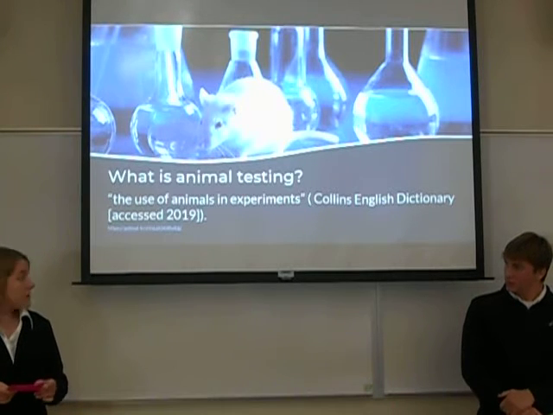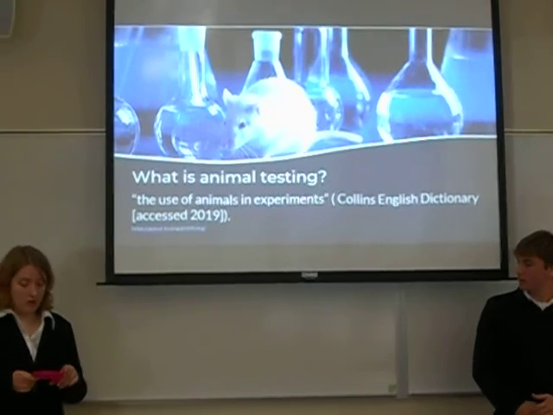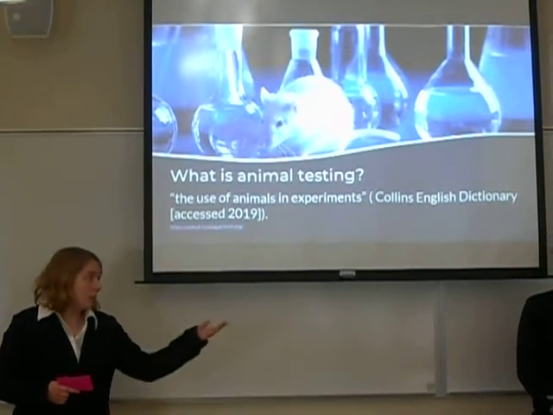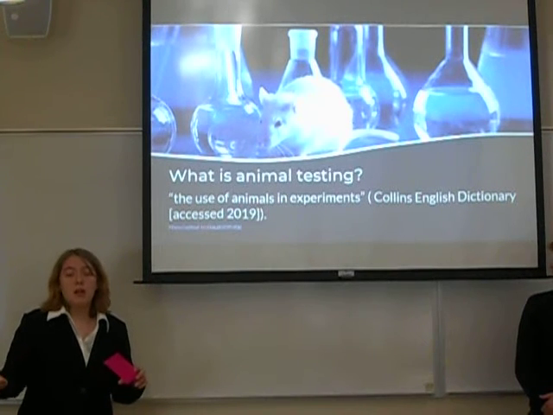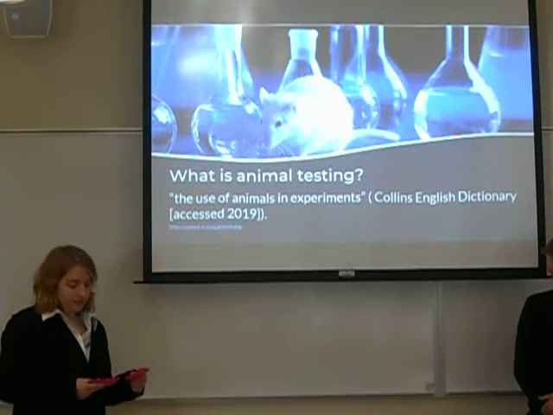Generally speaking, though, the English College Dictionary simply says it's the use of animals in experiments, which encompasses a wide variety of things that fall under animal testing, from testing medical drugs to the products we use today to agriculture.